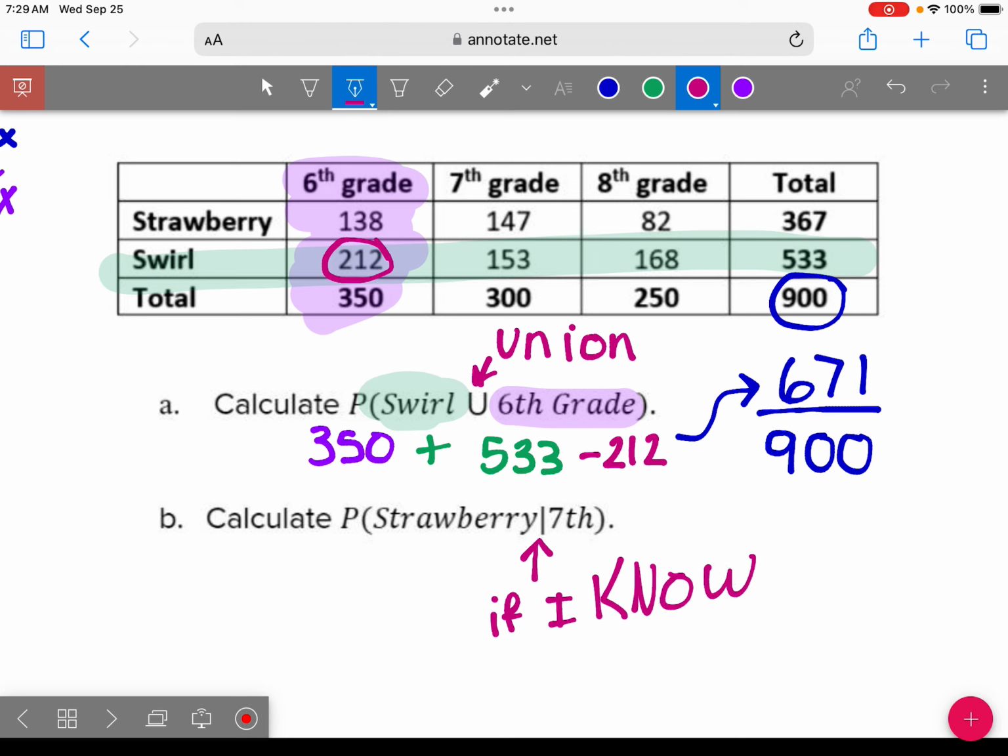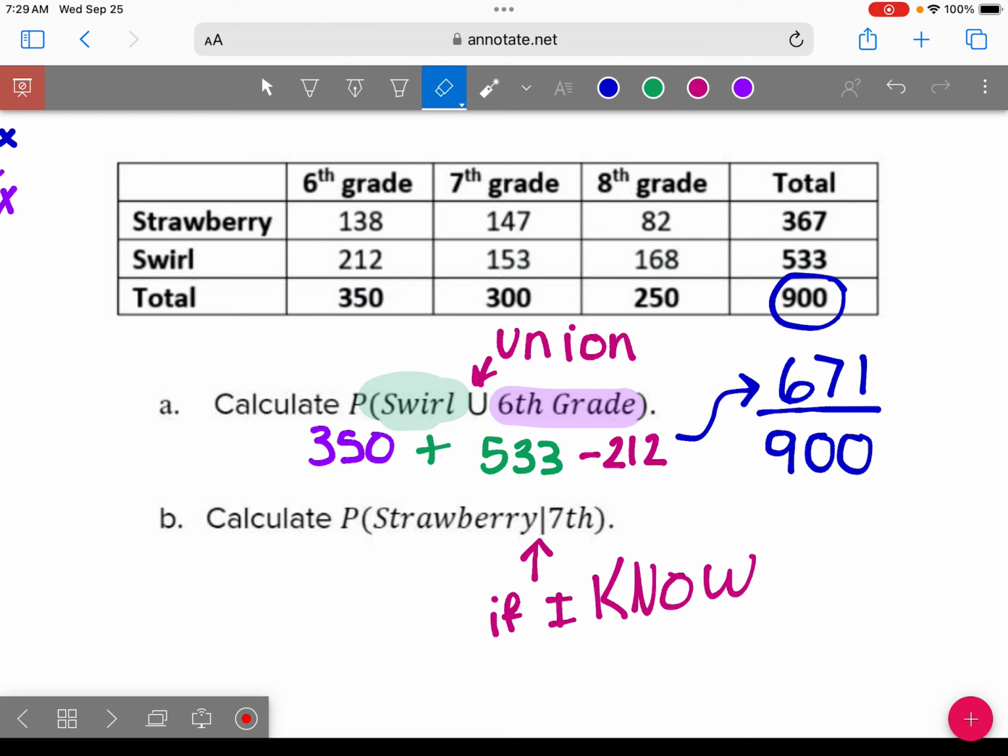I know it. Which one do we know? Do we know 7th or do we know strawberry? 7th. Probability of strawberry, if I know 7th. That gives you a big old clue right there. If I know 7th, so I know they're in 7th grade.